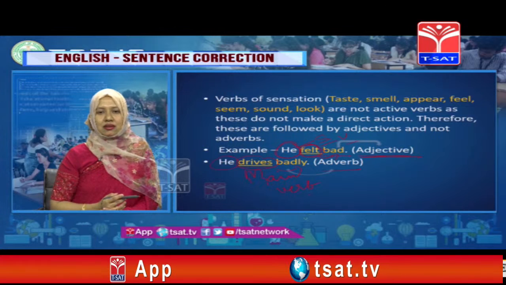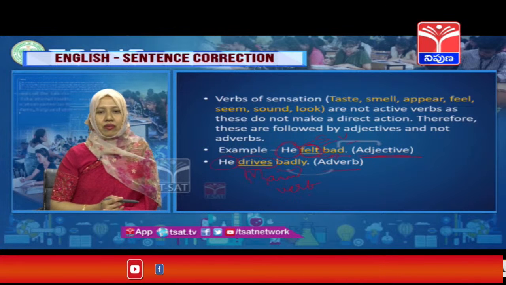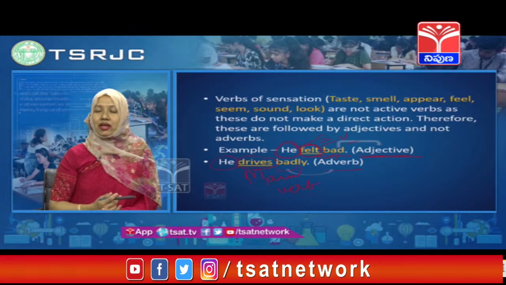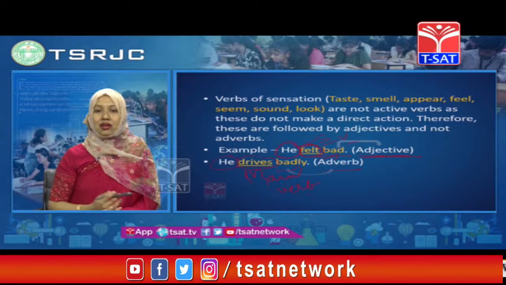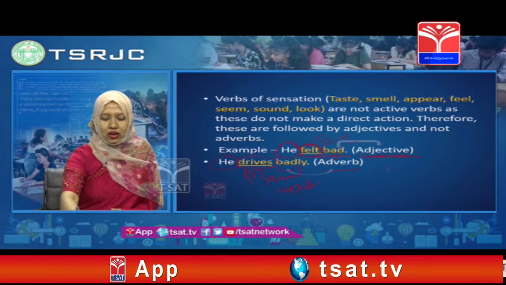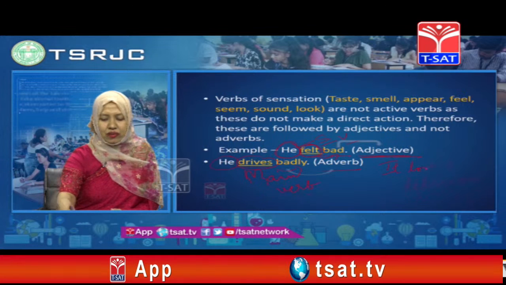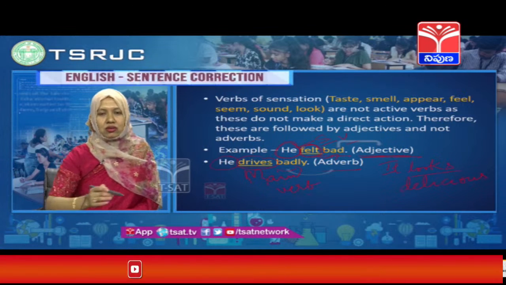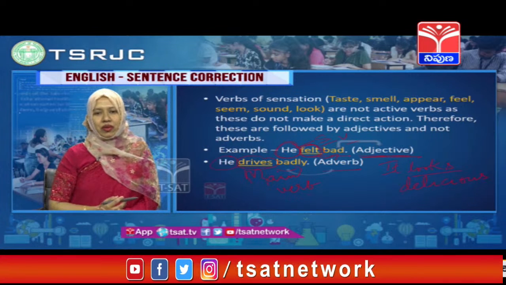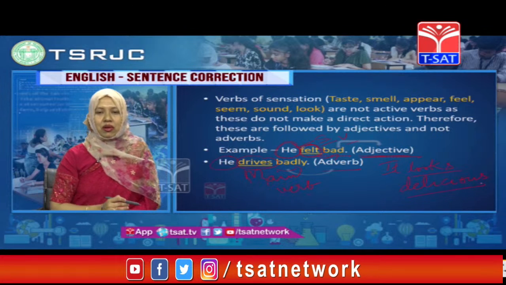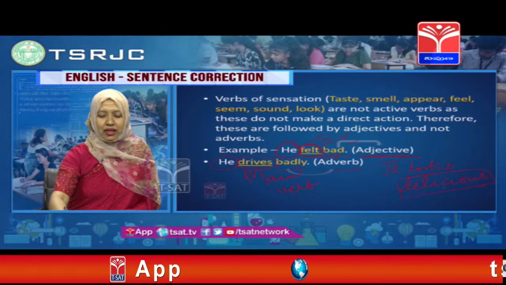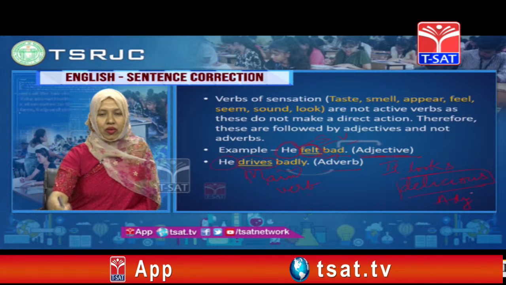It tastes yummy. So you are using an adjective to describe the taste. It tastes yummy. It looks delicious. In the example, it looks delicious, again, looks is a sensational verb. It's not an active verb. So you are using it to describe. After the sensational verb, you are using an adjective, a describing word.